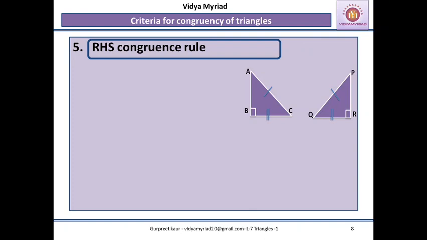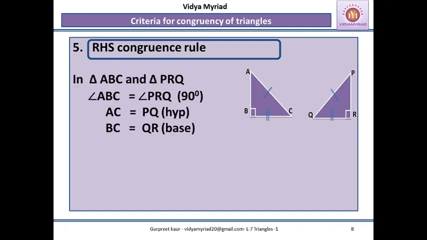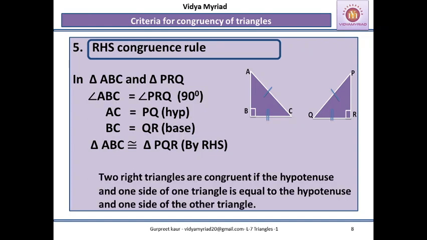Now, let us begin with this rule. We will make the two triangles congruent. Angle ABC and angle PRQ are 90 degrees, right angle triangles. AC is equal to PQ, that is the hypotenuse, and BC is equal to QR. Now BC equal to QR can be optional, it can be AB equal to PR also. So the triangles are congruent by RHS. So two triangles are congruent if the hypotenuse and one side of one triangle are equal to the hypotenuse and one side of the other triangle.